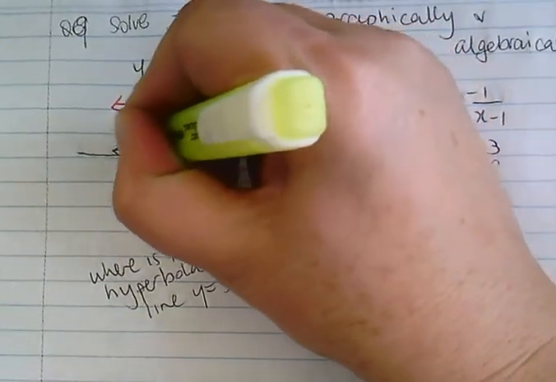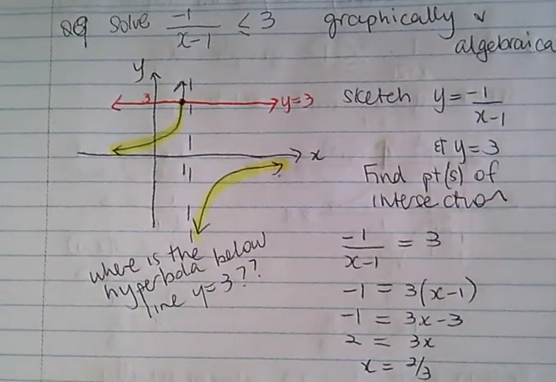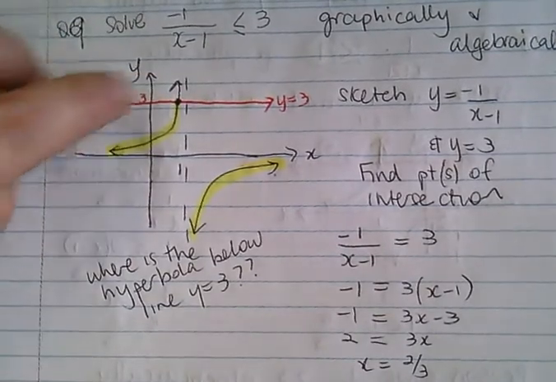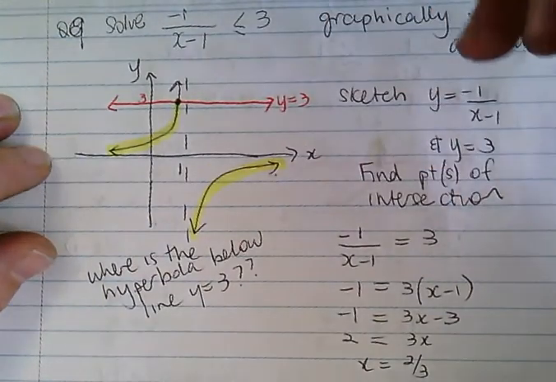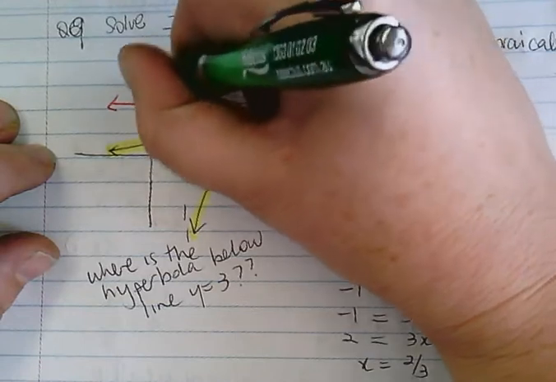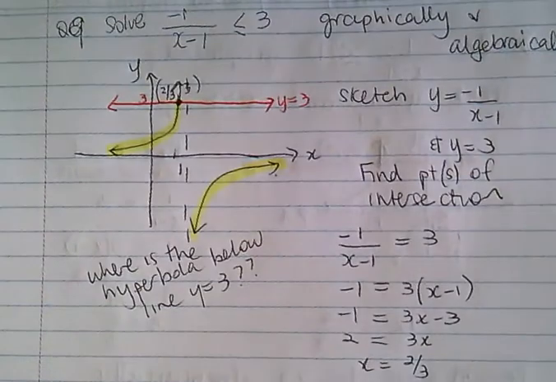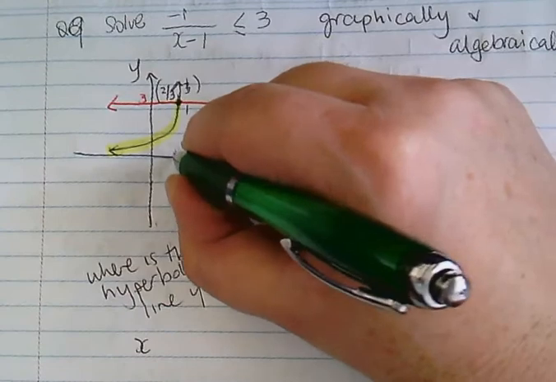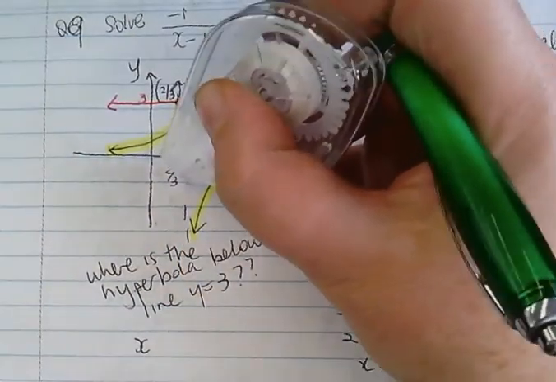So let's highlight where it's below. Oh, it's below a lot. Okay, let's have these values. These go on forever. The point of intersection is what? 2/3? The point of intersection is 2/3, 3. So this has an x value of 2/3. So which values of x? What are these values of x? X is less than 2/3, good.